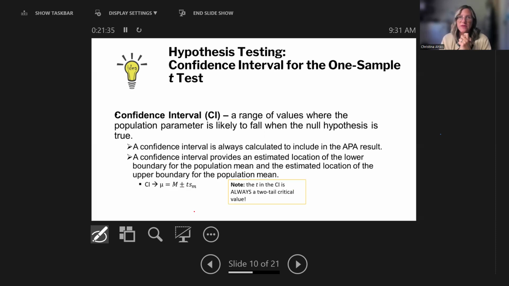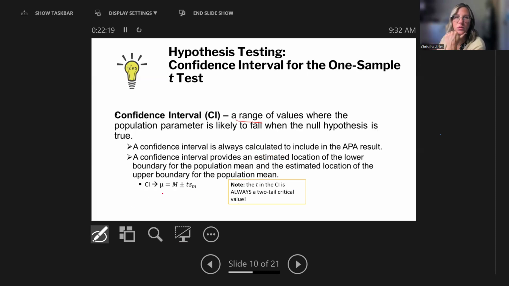A confidence interval is a range of values. So the key here is that word range. When you have a range, that means there's 2 values, a lower end and an upper end, where the population parameter, basically the population mean, would fall when the null hypothesis is true. And this is estimating what we would see in the population. It's always calculated to include within that APA result, just like an effect size is always calculated to include in the APA result. What it does is estimate the location of the lower boundary for the population mean and the upper boundary of the population mean.